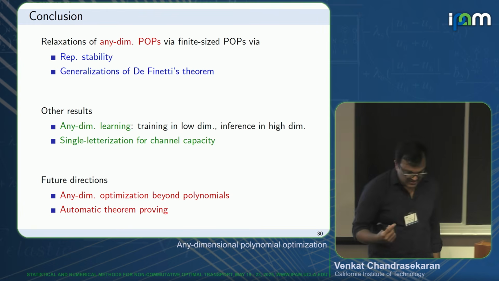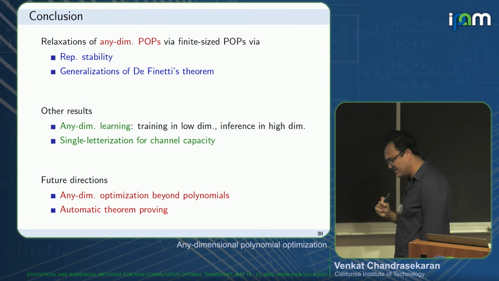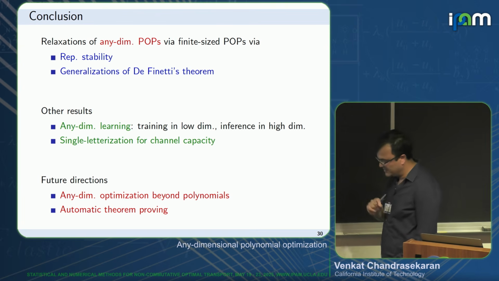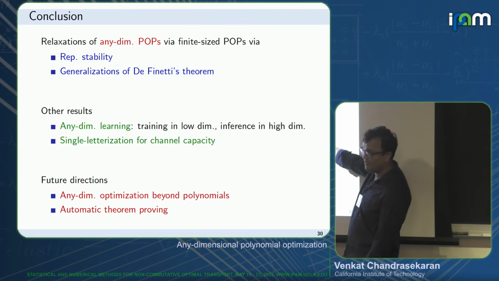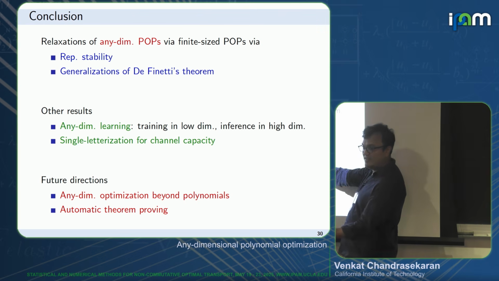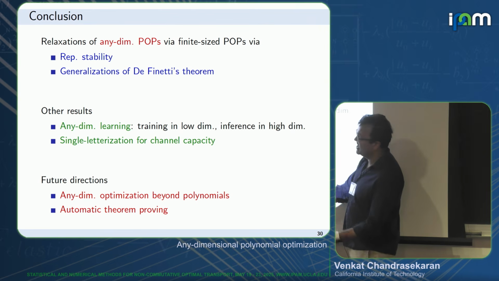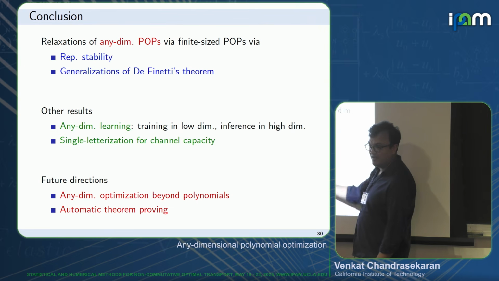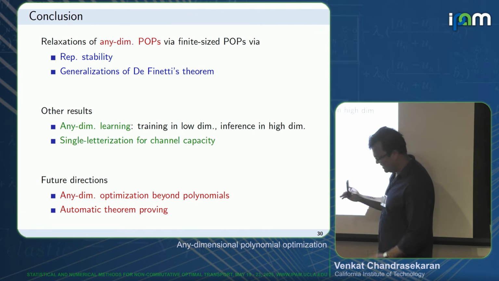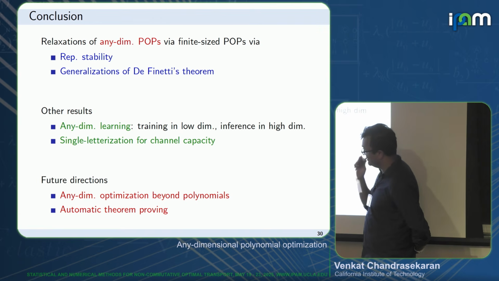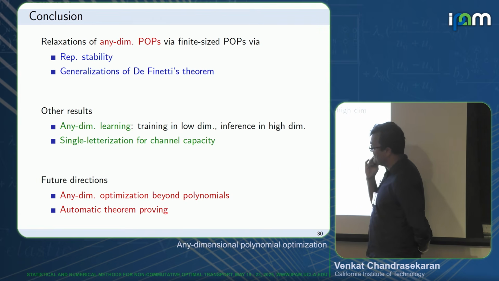Problems where you have sequences of optimization problems of growing dimension also arise commonly in information theory, where the number of channel uses, for example, is a common index in those cases. And so many of the same ideas end up playing a role in giving finite-sized characterizations of channel capacity. And we're interested in several future directions.